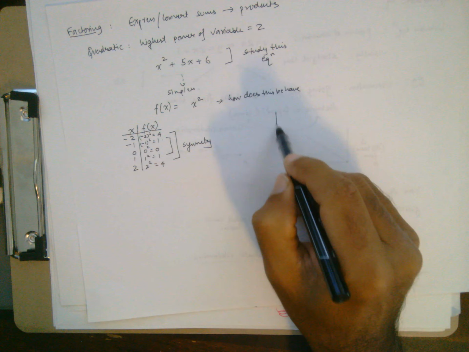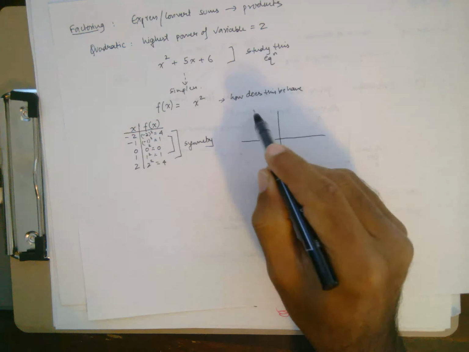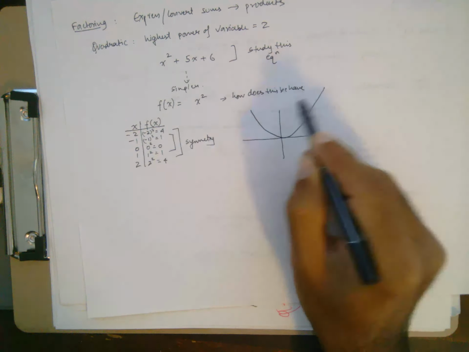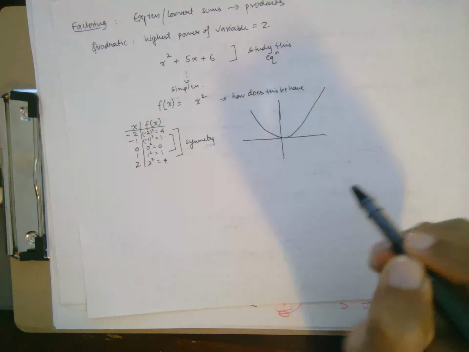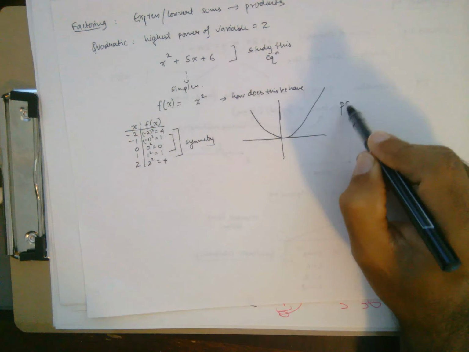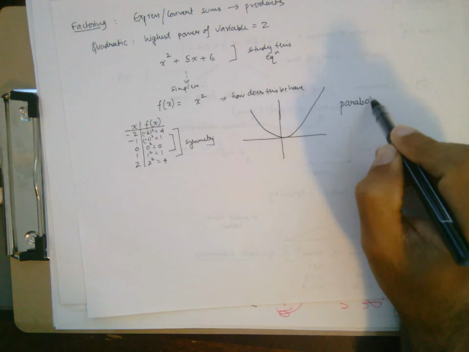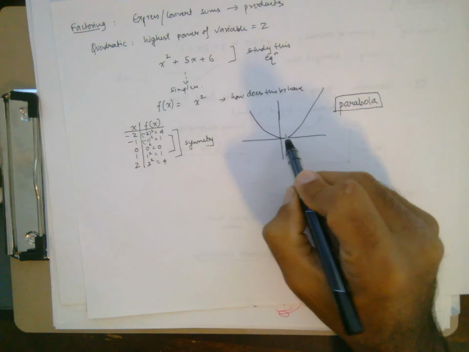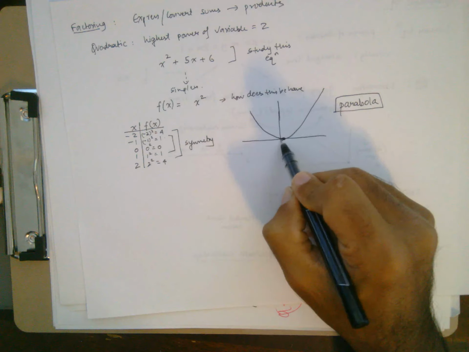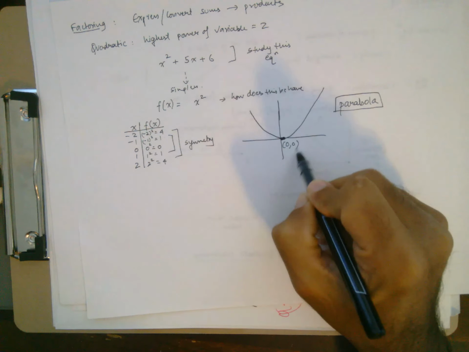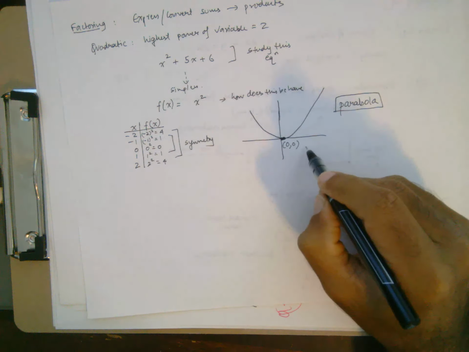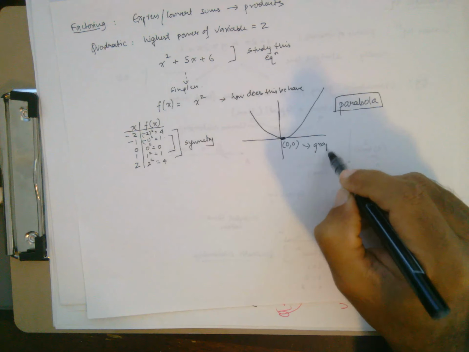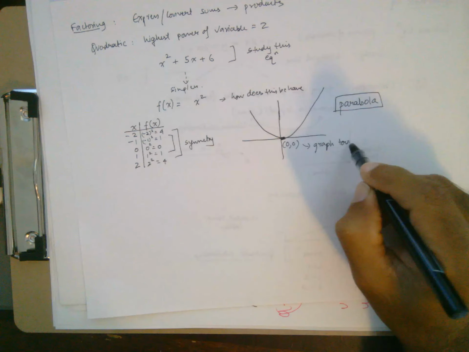Now if you were to plot this function, it looks like that. Okay. Now this shape has a name. It's called a parabola. So notice this point right here is 0, 0. What we say is that's the point where the graph touches the x-axis.